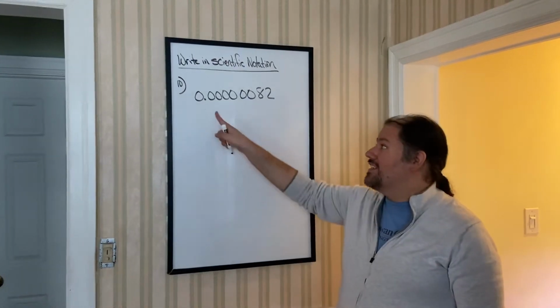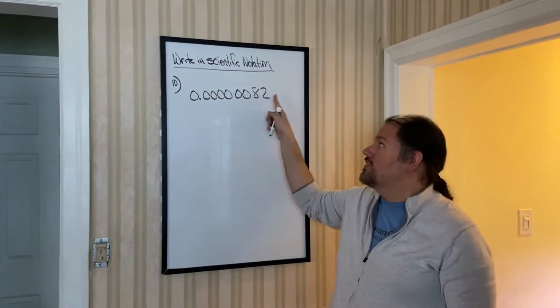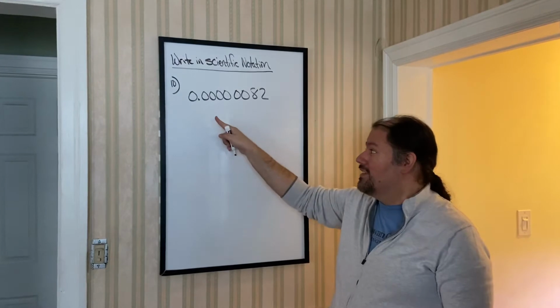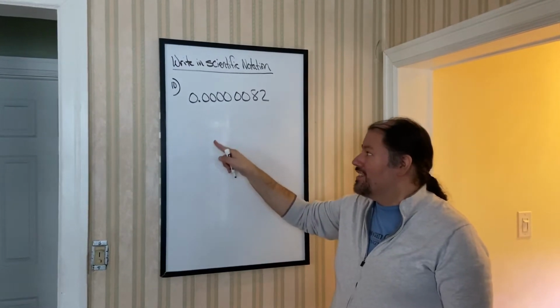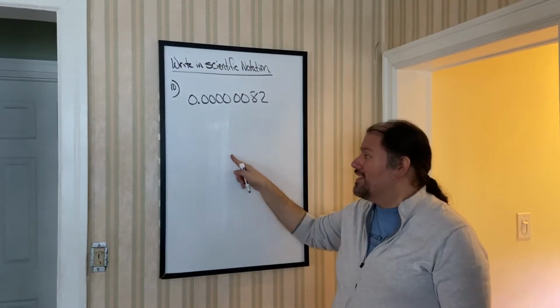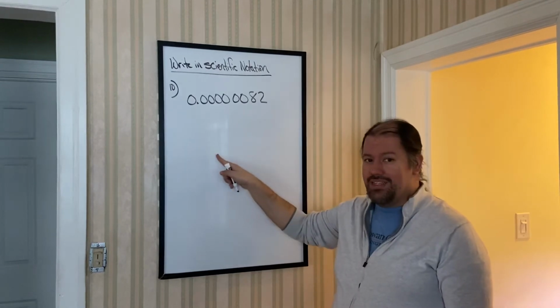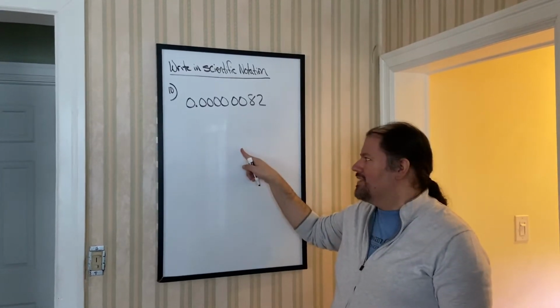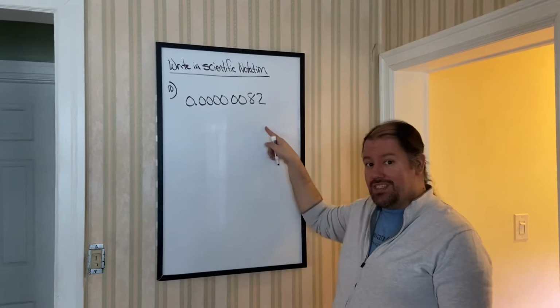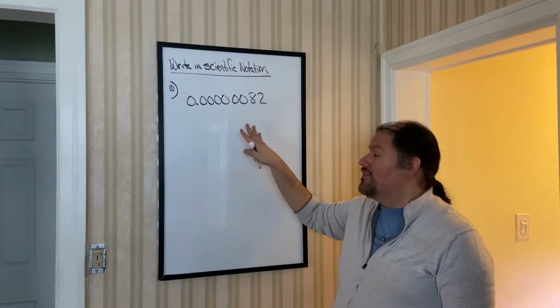Okay, so we have a sample question number 10. This one says, write in scientific notation. If you remember scientific notation, we have to write a new decimal number that's going to be between 1 and 10 times the base of 10, and we need to have an exponent. So remember, this is 5 steps.